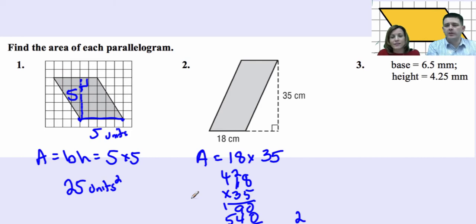Instead of drawing the shape for you, they just gave you the information, but it's the same thing. Area is equal to base times height. Pause, so do your multiplication. Do it on your own. Check back with us in a second and see what you get.